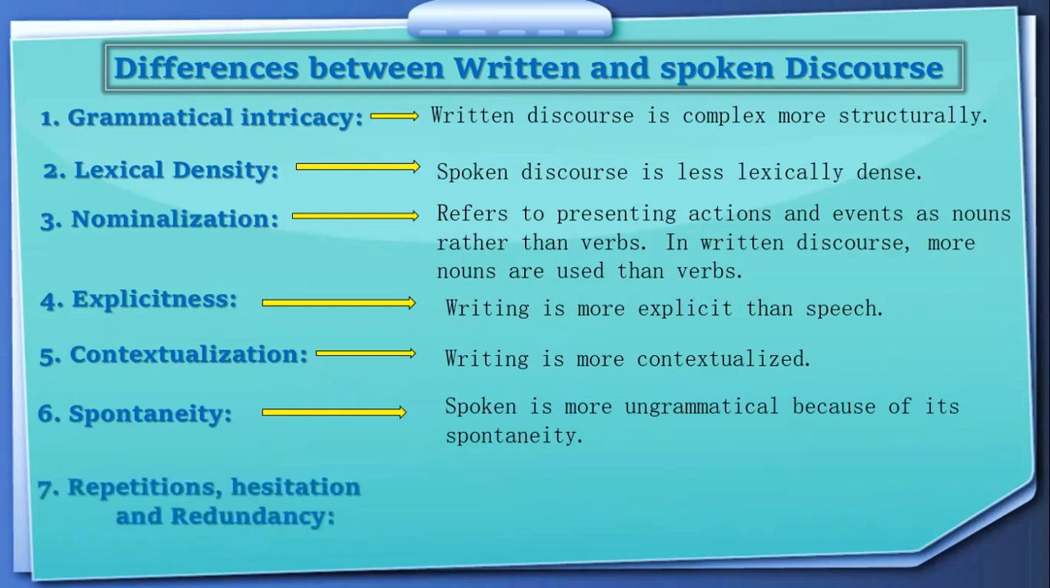Number seven, repetitions, hesitation, and redundancy. Spoken discourse has many pauses and repetitions. It means that written discourse is written in a very plain and clear manner. But in spoken discourse, we certainly repeat words and sentences unintentionally, because it is the nature of spoken discourse.